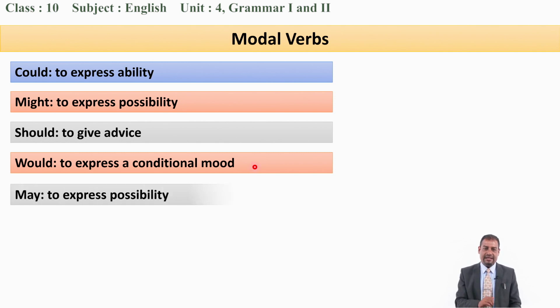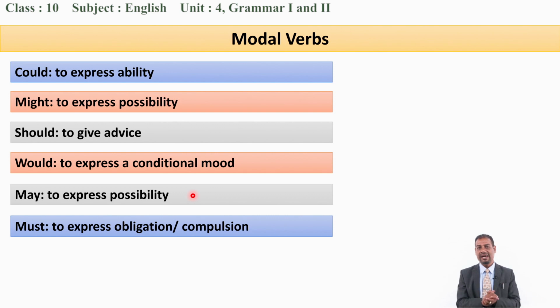Good. Next, we have may. Now, may is also used to express possibility, and you can take might sometimes as the past form of may also. Okay, and may is also a modal verb, and again it is used to express possibility that can take place, that can happen. Have you written it down? Good job. Next, we have must.